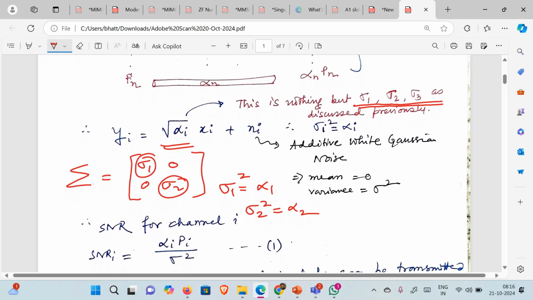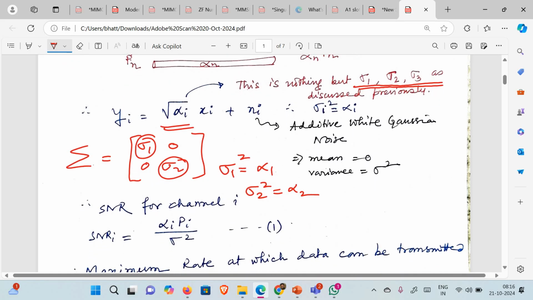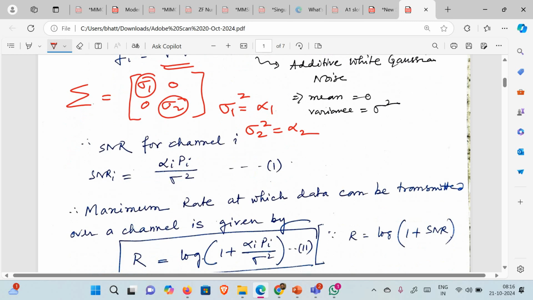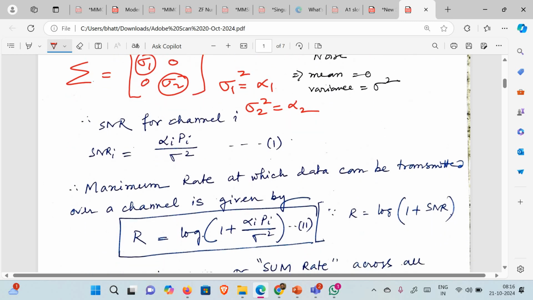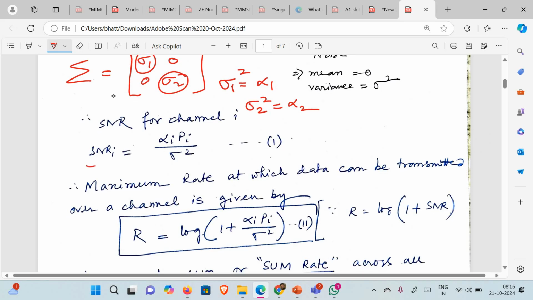Now, if I consider this as a scenario, y_i equals square root alpha_i times x_i plus n_i, where n_i is the noise, and we go on with the SNR calculation. Now, SNR will not have P_i only, but it will also have the output which is alpha_i P_i, because the channel gain is what we are including in our calculation as well. So alpha_i P_i over sigma squared, and this is my SNR_i.